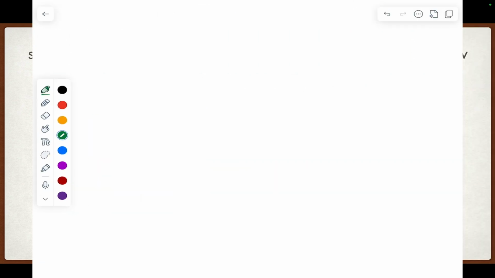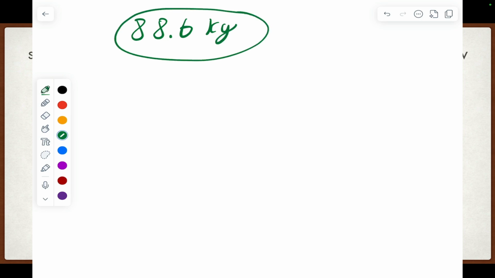Okay, so first thing we need to remember is in a previous problem, we knew that Justin Jefferson had a mass of 88.6 kilograms. So we need to pull that information from a previous problem in our notes.